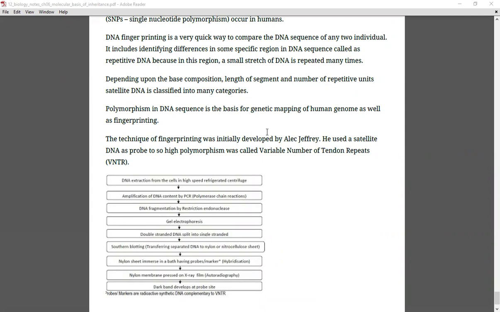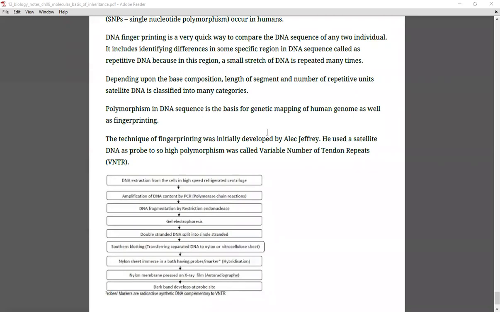So DNA fingerprinting is a particular process in which we are comparing the DNA sequences of two different individuals, and those two individuals have different DNA sequences, right? So if we are comparing the DNA sequences of two individuals, then it is known as DNA fingerprinting, right? It indicates the difference between the two sequences, and that is what DNA fingerprinting is.